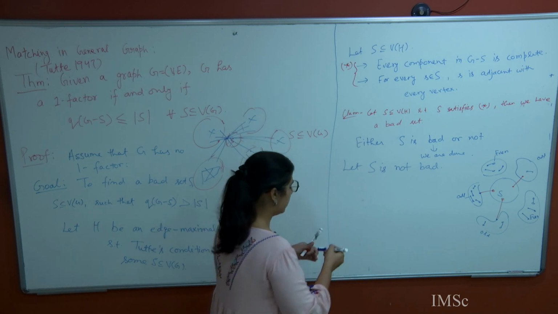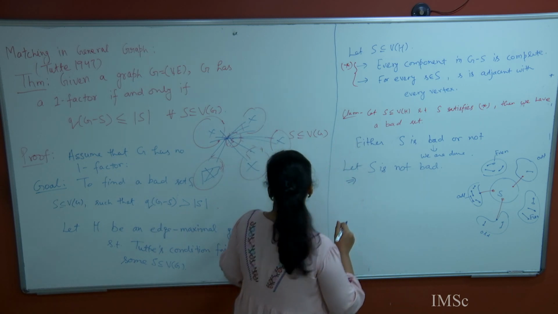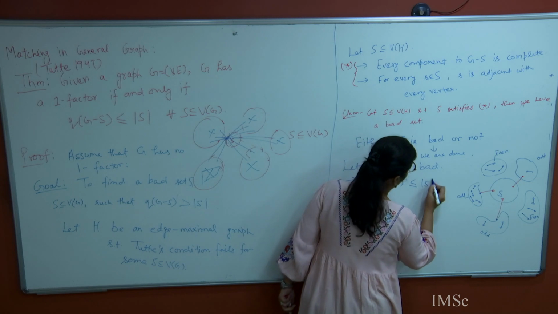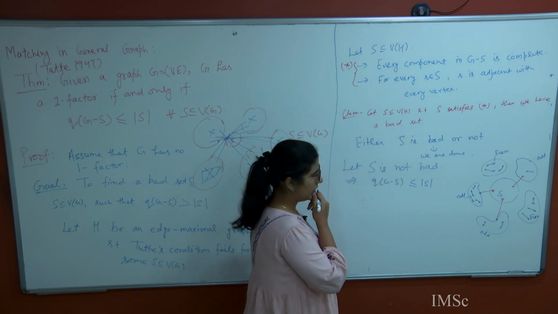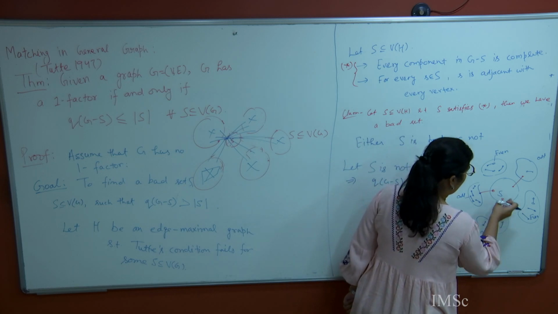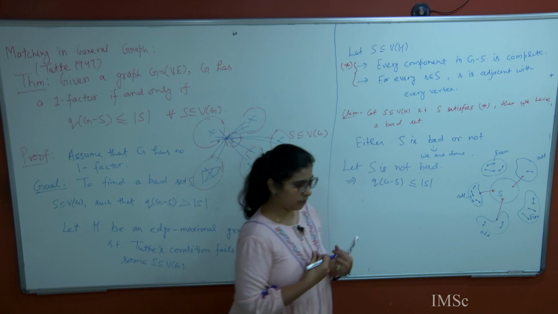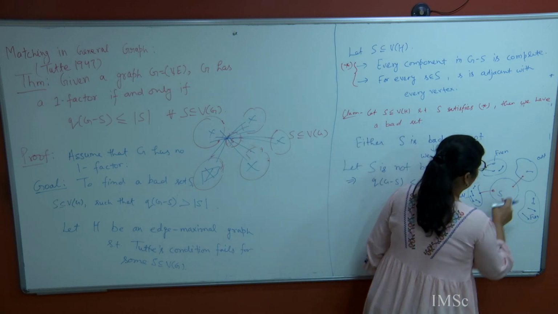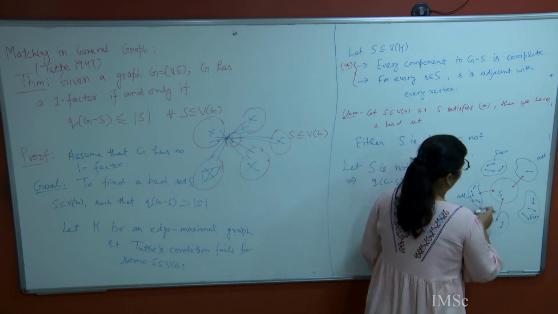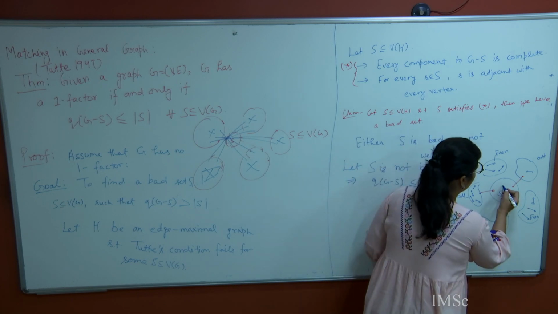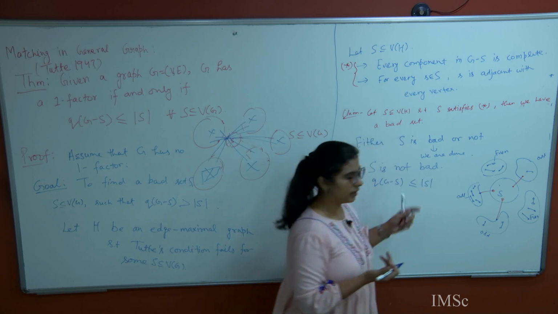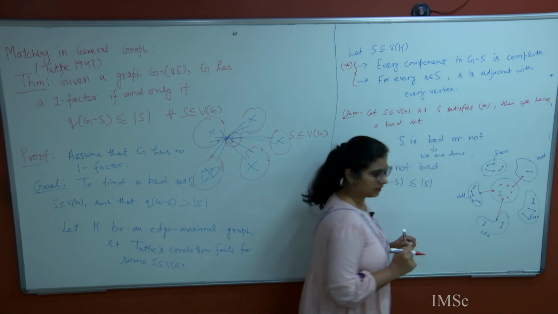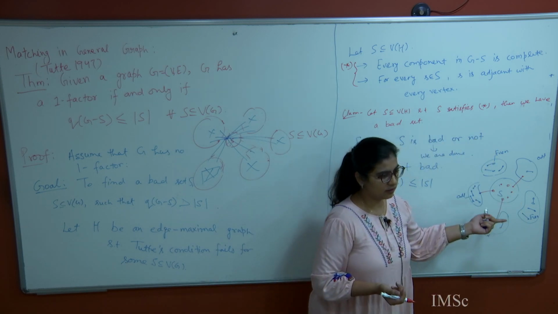Now, S is not bad, right? So if S is not bad, that means the number of odd components is at most the cardinality of S. So that means for every odd component I have some vertex in S with whom I can match, because S has bigger cardinality than the number of odd components. So I can match every unmatched vertex in the odd components from S. Now, what is the remaining thing? The other vertices, because the cardinality of S is maybe bigger. So you still have some remaining vertices. You can match inside, this is also a clique, right.